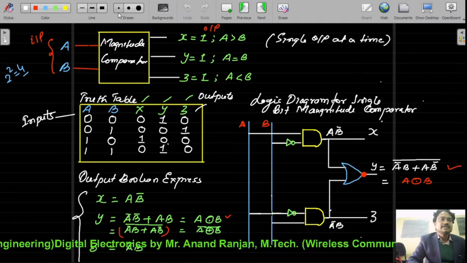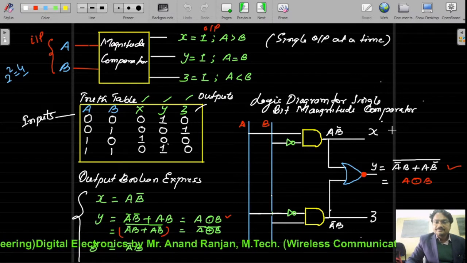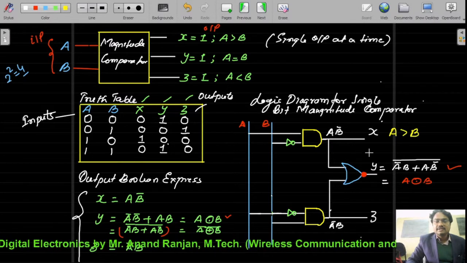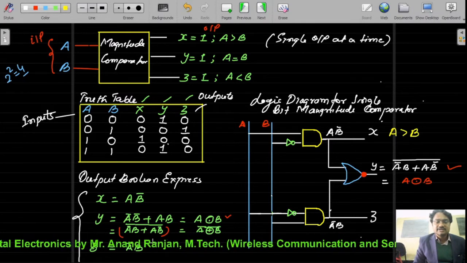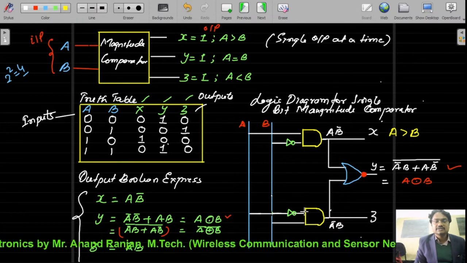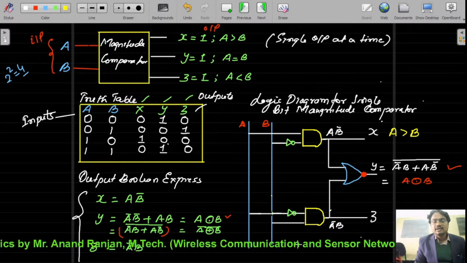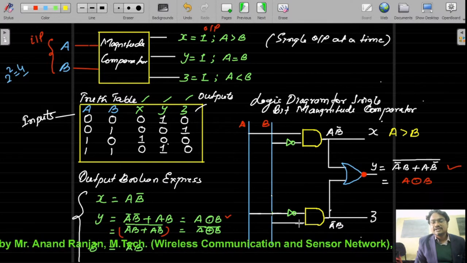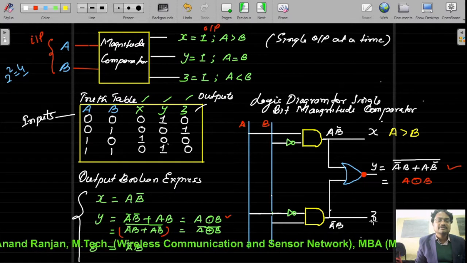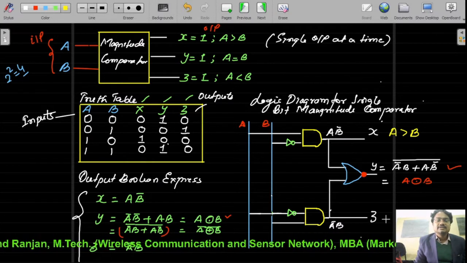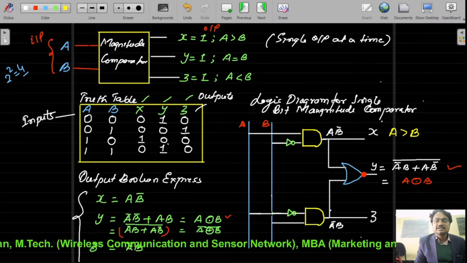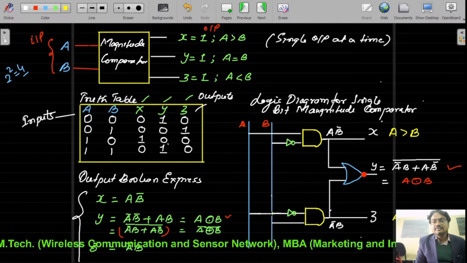X means that a is greater than b. Similarly, for z is equal to a bar b, a we pass through a NOT gate, so this is a bar, and b we take directly from the inputs, and so the product term a bar b we get, which is z. And the z part, we can say signifies our a less than b part.